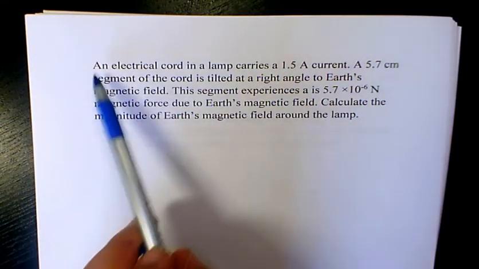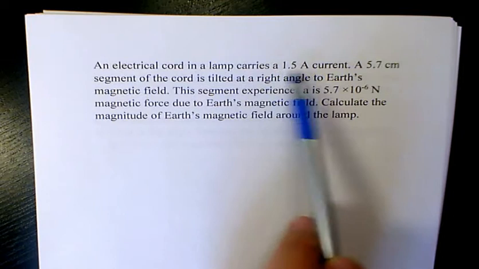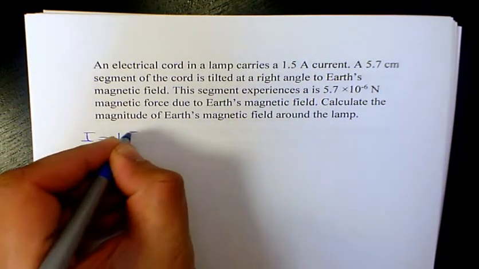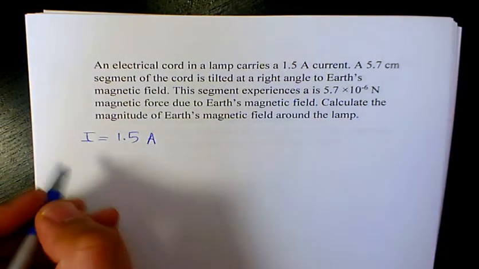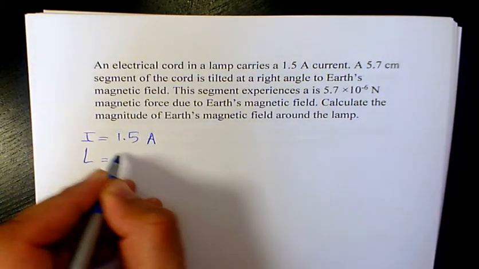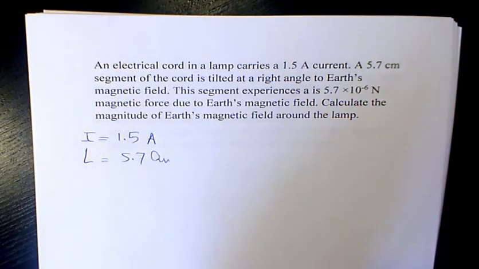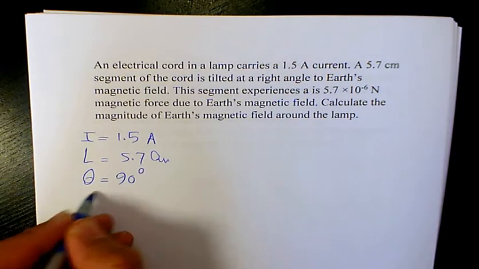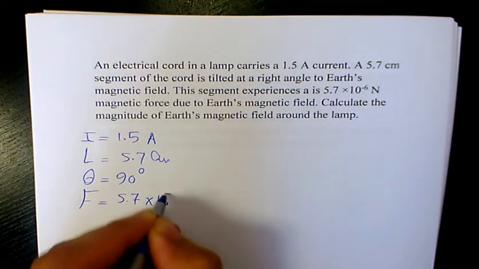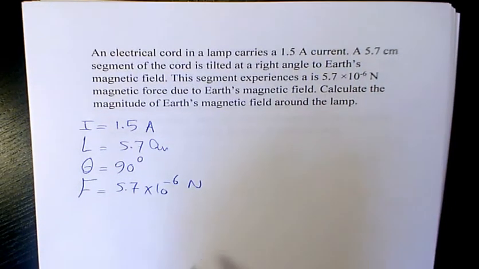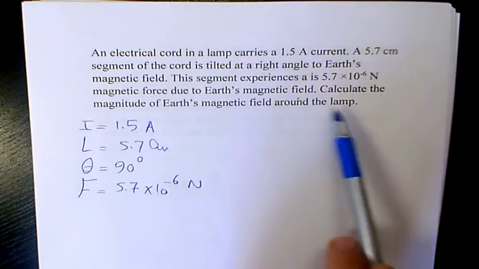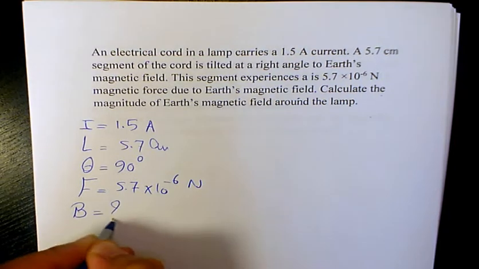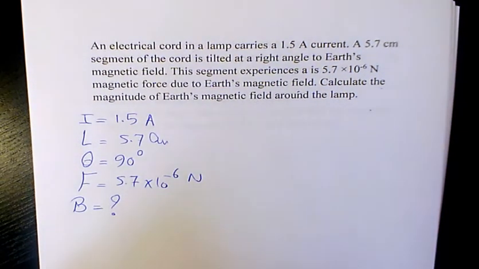Now in the next example, an electrical cord in a lamp carries a current of 1.5 ampere. A 5.7 centimeter segment of the cord, so L is 5.7 centimeter, is tilted at a right angle to Earth's magnetic field. Right angle means theta is 90 degrees. The segment experiences a force of 5.7 times 10 to the power of negative 6 Newton magnetic force due to Earth's magnetic field. Calculate the magnitude of Earth's magnetic field around the lamp. It means that we need to find the value of B, magnetic field around the lamp.